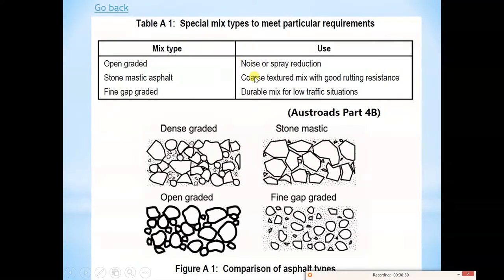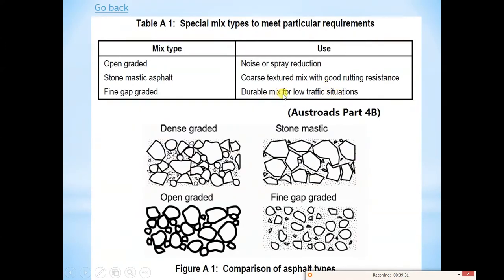We have the mix types open graded, stone mastic and fine gap graded. If you're concerned with noise or water spray, if you want a low noise road, or not much water spraying on the road during a wet day, then you could consider open graded. If you want something with coarse texture and good rutting resistance, a very strong, very tough road with a nice texture that is good for skid resistance, then you can use stone mastic asphalt.